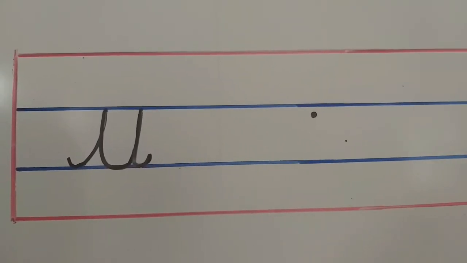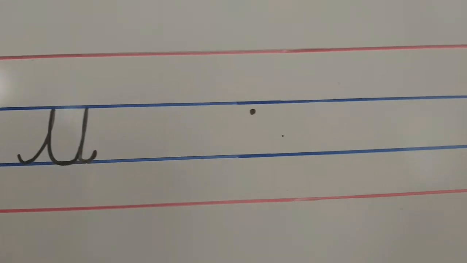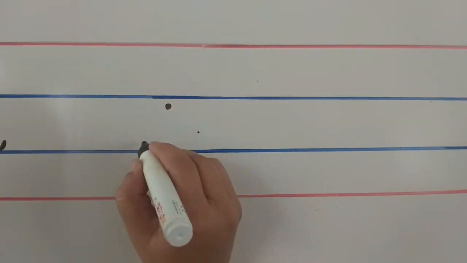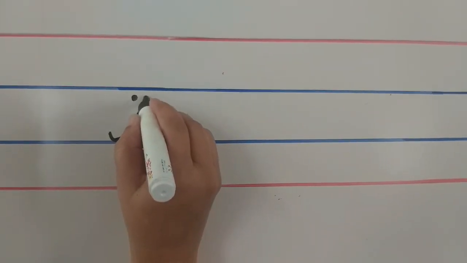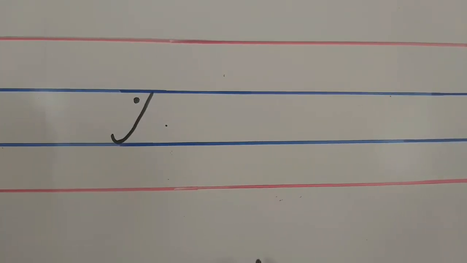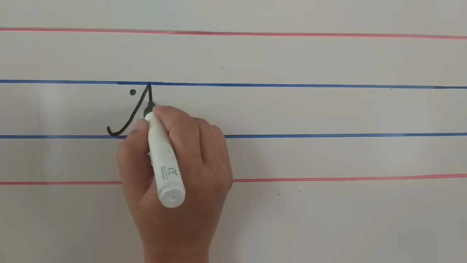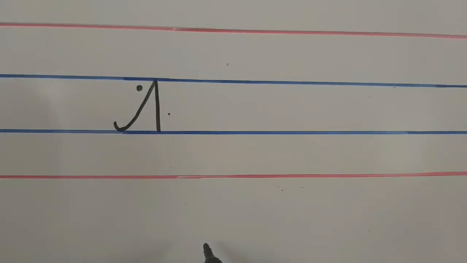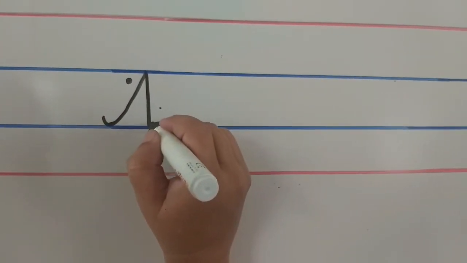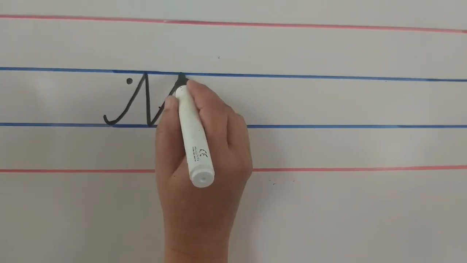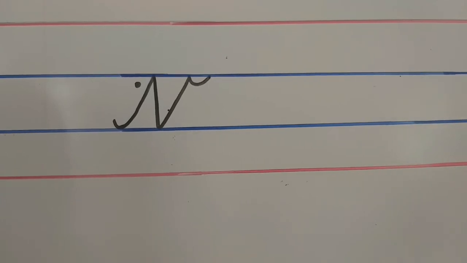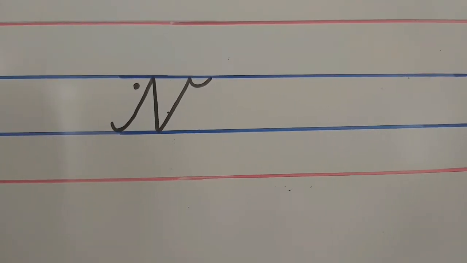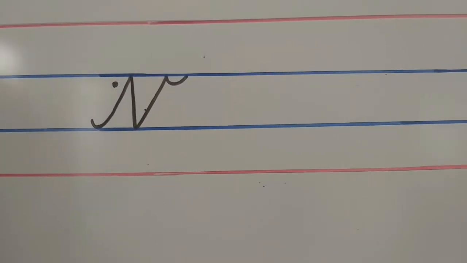Small cursive U. U after which letter comes, children? U after V. Shall we write? Take a small curve. Go up to the second blue line. Slanting line, children. Come down to the third blue line. Down. Again go up to the second blue line. Up, children. And make a small curve. This is small cursive V.